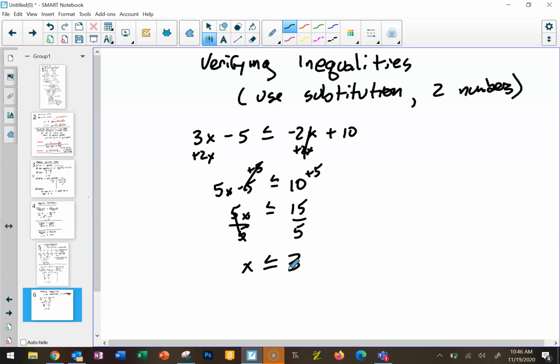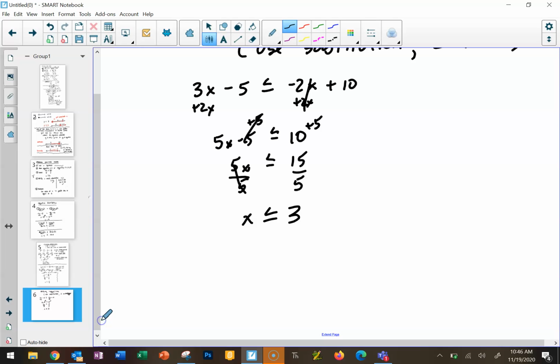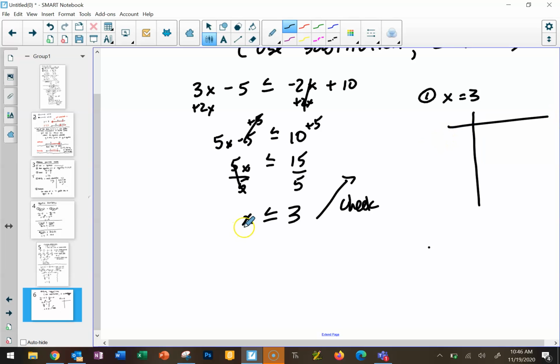So we've solved the inequality, but now we've got to check. So here's our check or verification. Okay, let's do it with 2 numbers. The first check is super easy. Let's just do x equals, we've got to pick something that's less than or equal to 3. So let's pick x equals 3. Okay, so the first check is actually super simple, right? Because you just sub in 3 for x, and we've got 3 is less than or equal to 3. Well, that's obviously an easy check, right?